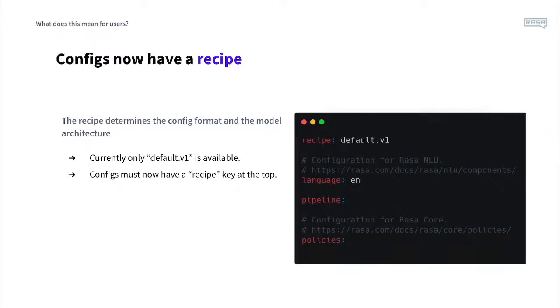To begin with, we're only going to have one recipe, the default v1 recipe. And this essentially uses the current model config you'll be used to from Rasa 2.0 and turns it into a graph which runs in Rasa 3.0. You have to include this recipe key at the top of the config so we know how to build it. And in the future, as we experiment with more different kinds of architectures, we can have different recipes which will have different config formats and result in different architectures.